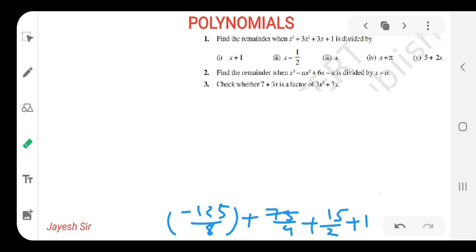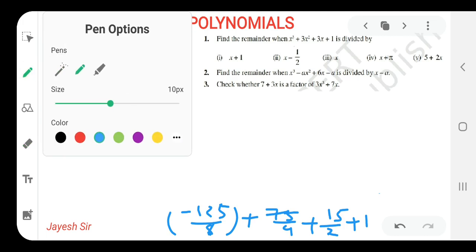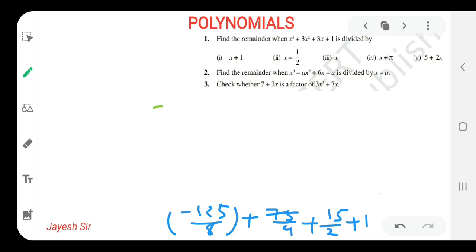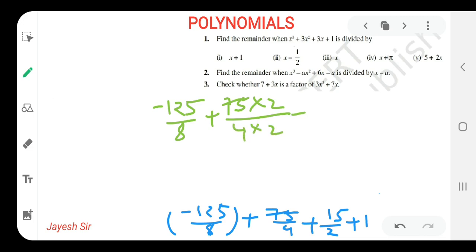So what we will do, friends? Here we are supposed to make each and everyone's denominator as 8. Minus 125 by 8 plus 75 by 4, we have to make denominator as 8, so we'll multiply by 2. 75 into 2 upon 4 into 2. Now the denominator is 8. Plus 15 must be multiplied with 4, and 2 also multiplied by 4, plus 1 as it is.